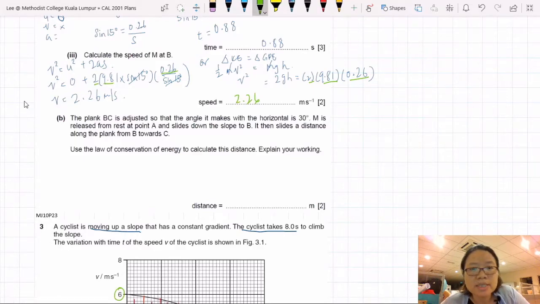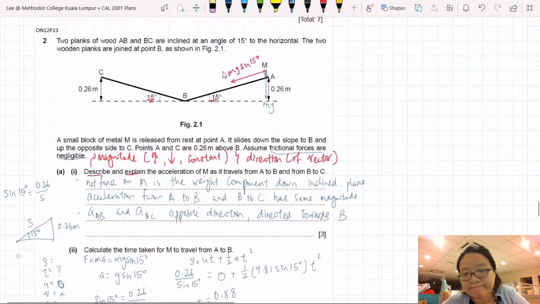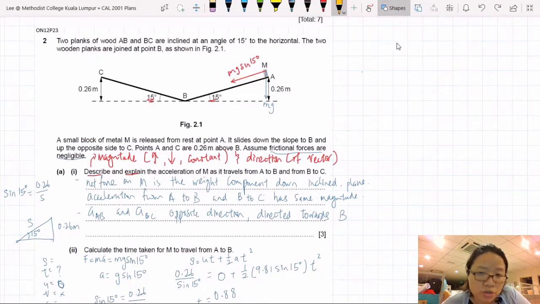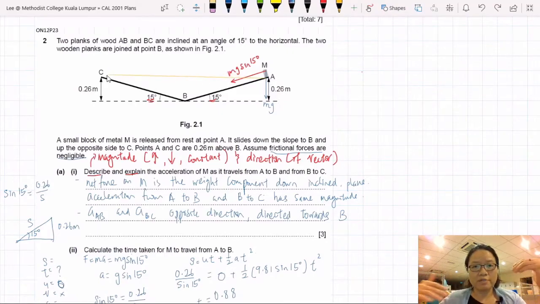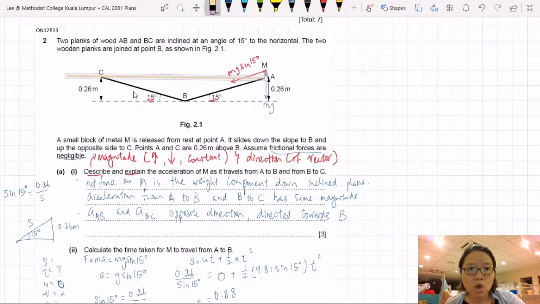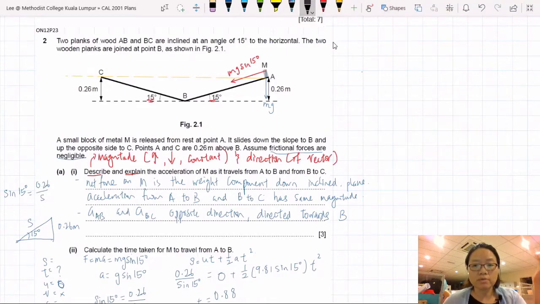Anyway, BC is now adjusted so that it's double the angle, 30 degrees. M is released from point A and slides down the slope to B. So how far can it travel up towards C? I can think about conservation of energy. When it comes to conservation of energy, whatever GPE it has at point A should be the same when it reaches the new point C. So it should be able to reach back the same height. Because gravitational potential energy only depends on the vertical height.